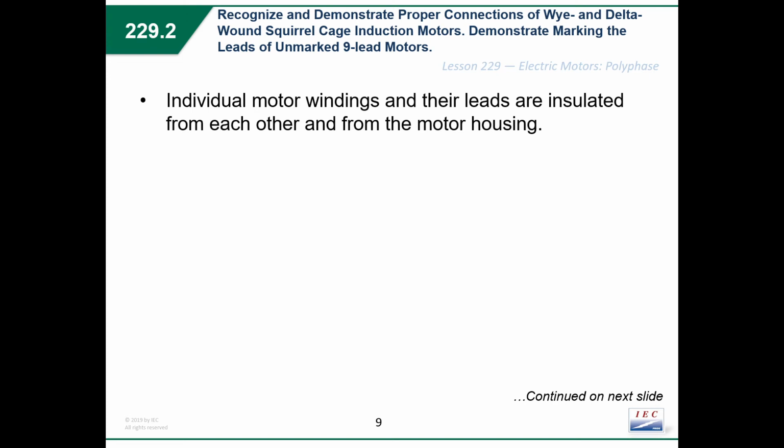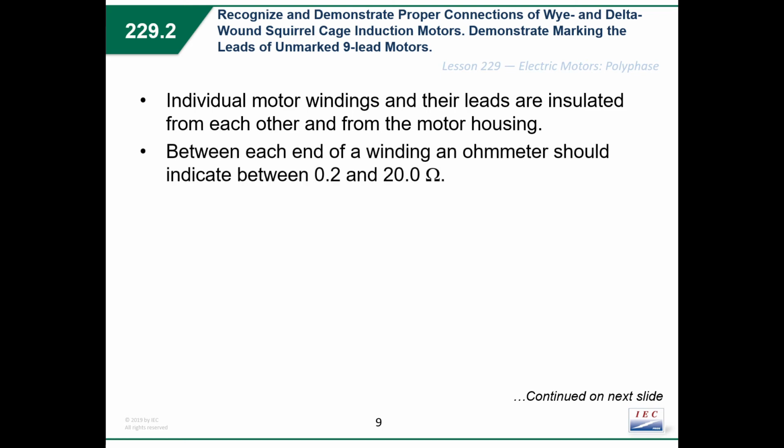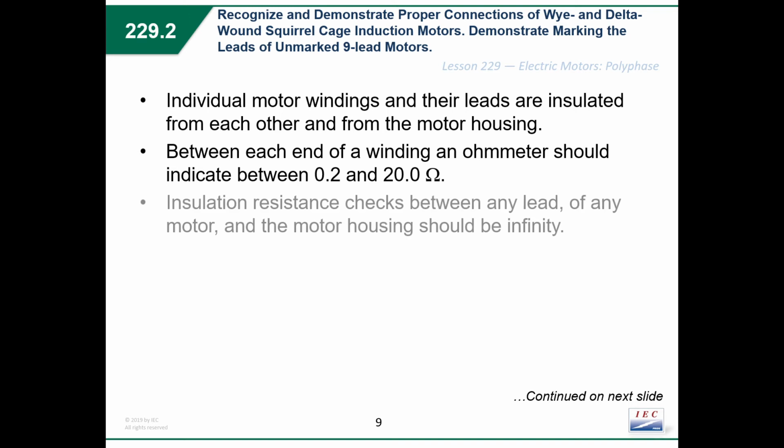So over here, 2 individual motor windings and their leads are insulated from each other and from the motor housing. Between each end of the winding, an ohm meter should indicate between 0.2 and 20 ohms. So be careful if you're trying to take some ohm readings, some resistance readings. If you read between the leads of any one coil, you should have continuity. And depending how they're connected, you may have continuity between two coils if they're connected together in series, as they often can be.